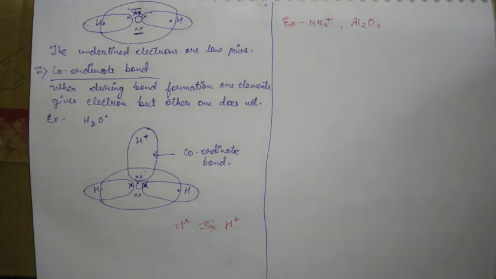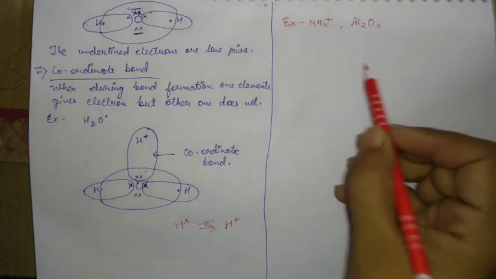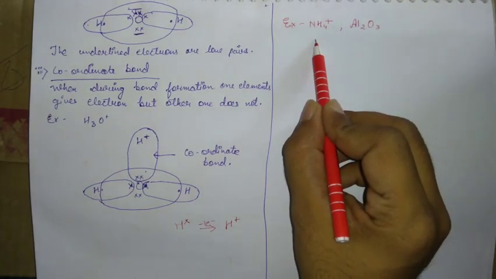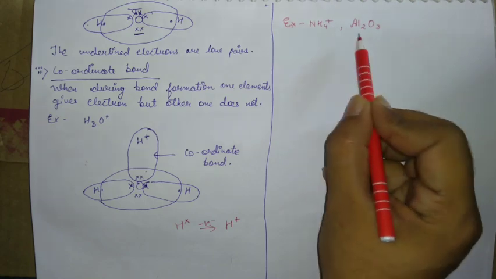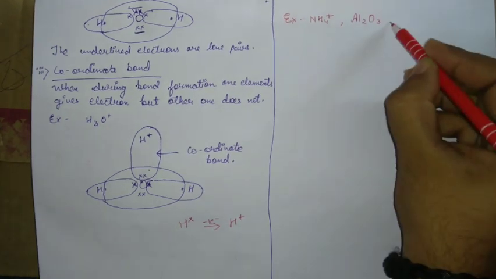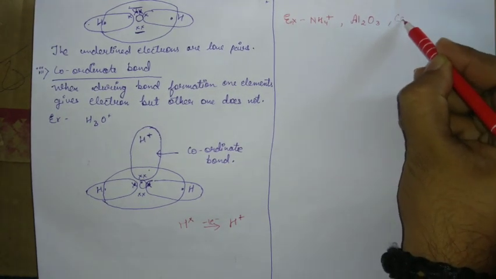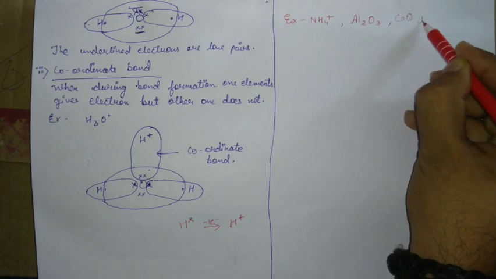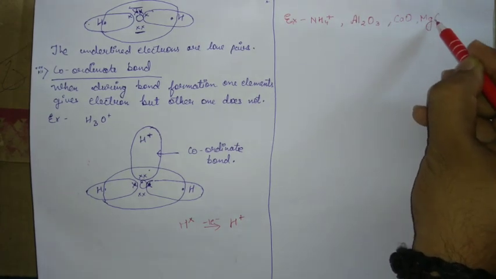So this was the chapter on chemical bonding. Nothing else will be asked in your boards, and I have given you 2 questions to solve. I will give you more. Solve it, and if you have any problem, comment below. So I have given you examples. You have to draw the dot structure of NH4 plus ammonium, aluminum oxide Al2O3, calcium oxide CaO, and MgCl2.